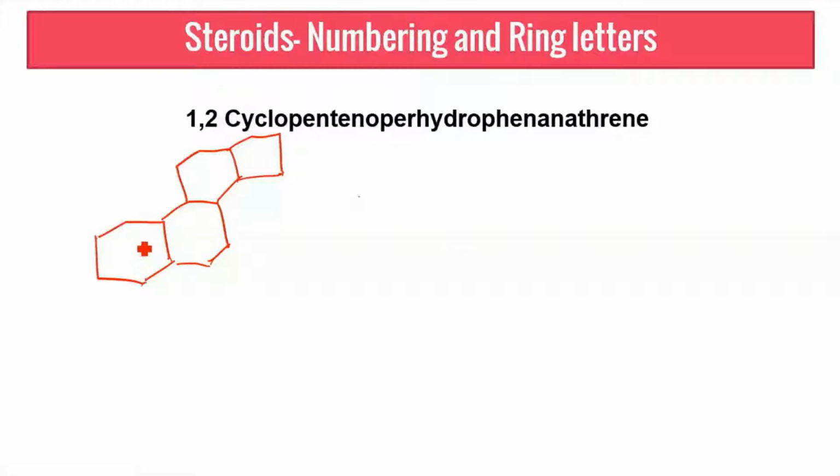The first ring is called the A ring. The second is B, C and D. So note it down in your book. Your rings are labeled as A, B, C and D. That is the first and foremost thing which you have to remember.